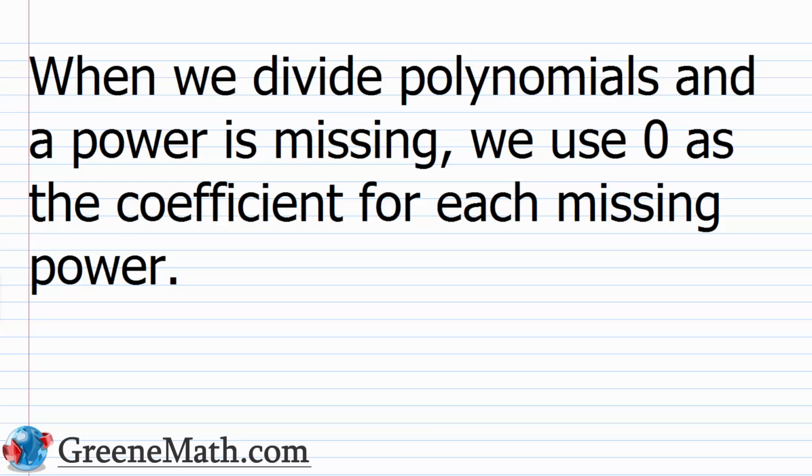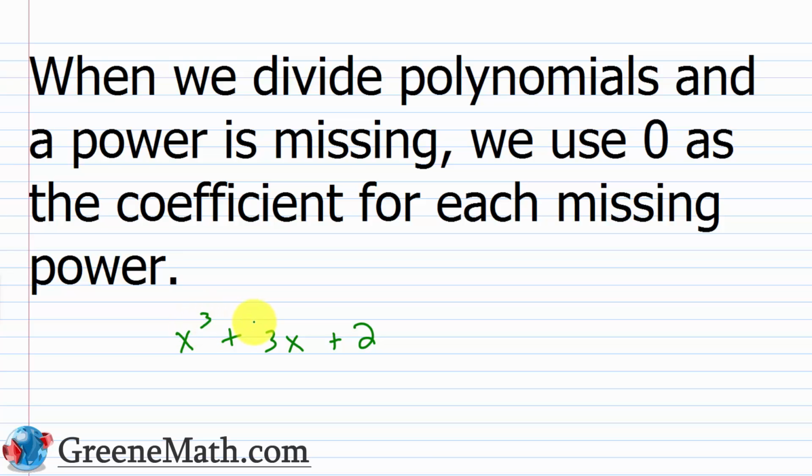All right, so to wrap up the lesson, let's look at the scenario where we have missing powers. So when we divide polynomials and a power is missing, we use 0 as the coefficient for each missing power. So what do we mean when we say missing power? Well, if you have a 4th degree polynomial, meaning the highest exponent is a 4, then what you expect to have is x to the 4th, x cubed, x squared, x, and then your constant term. Well, if you're missing one of those powers, as an example, if I had something like x cubed plus 3x plus 2, I'm missing an x squared, right?